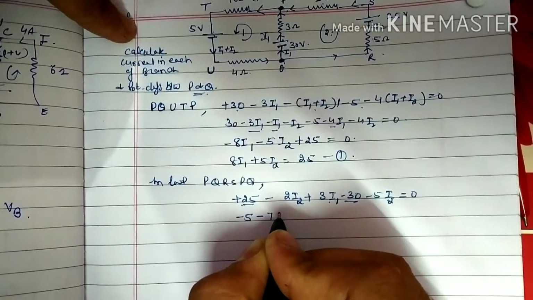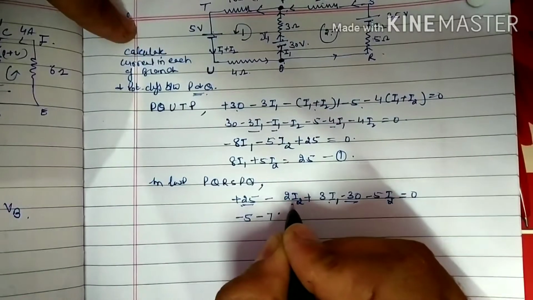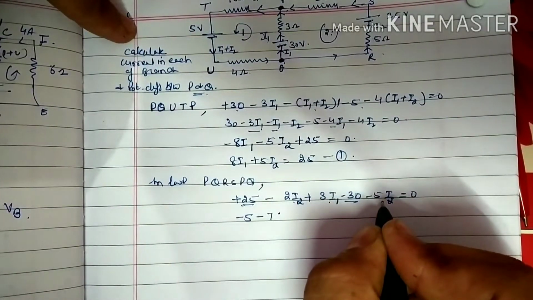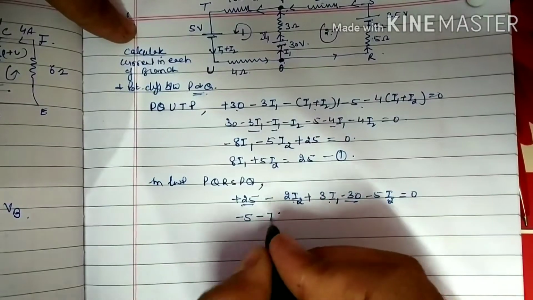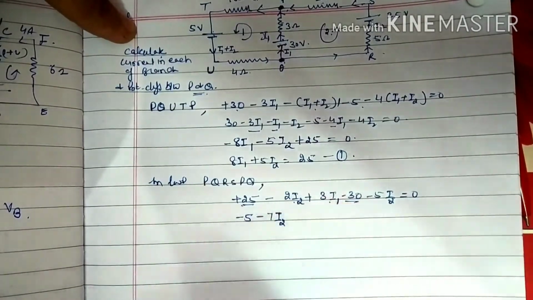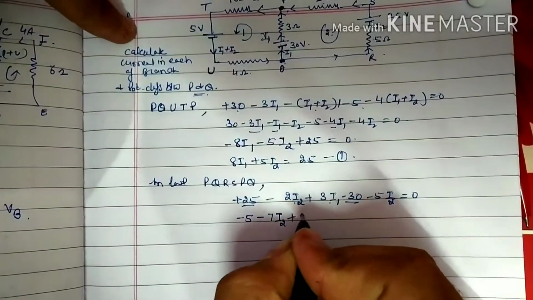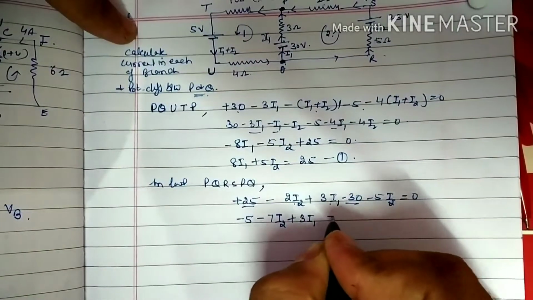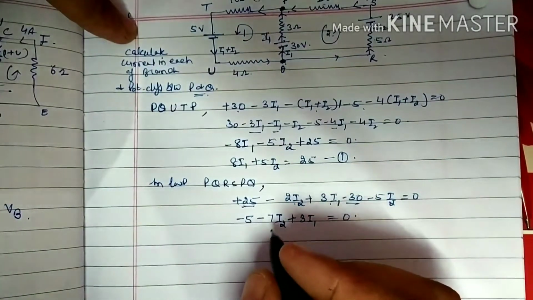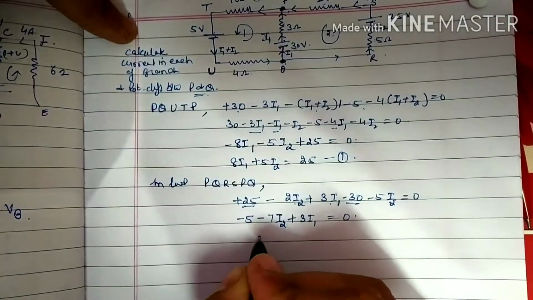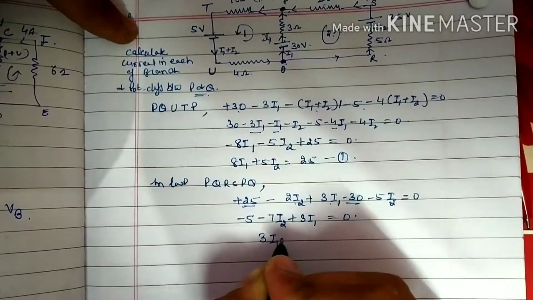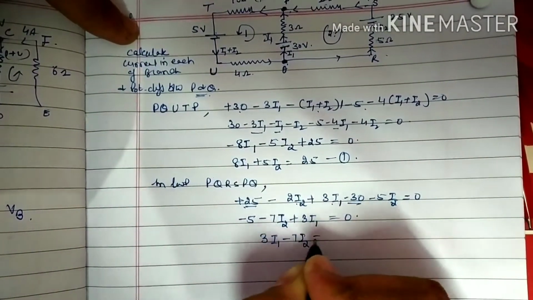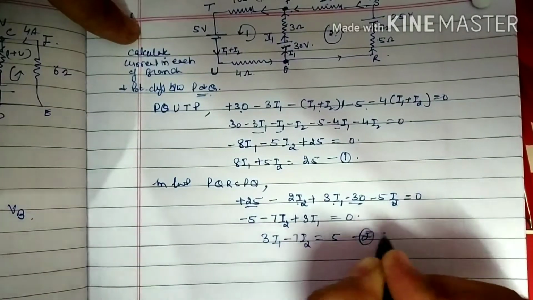2I2 minus 7I2 minus 7. Look, 2I2 and this 5I2, 7I2, then plus 3I1 is equal to 0. So we have the equation 3I1 minus 7I2 is equal to 5, equation number 2.